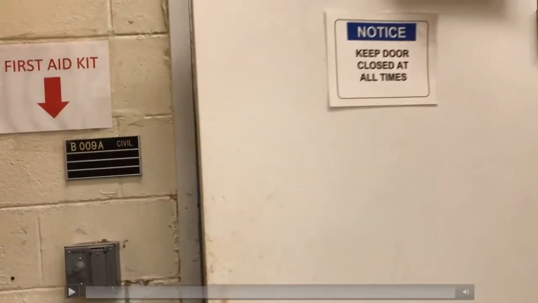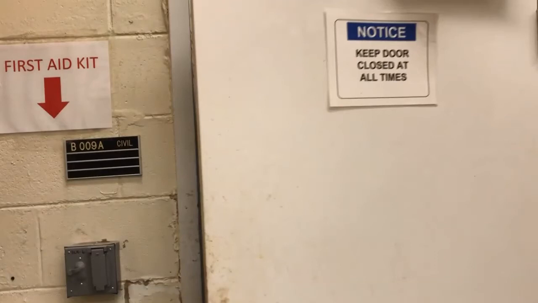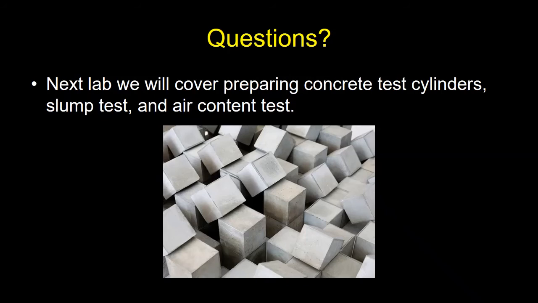So that's the whole process for making mortar cubes, mixing the mortar and making the cubes themselves. So next week we're going to cover preparing concrete test cylinders, slump test, air content test. So that's just the next step of our lab. And then 2 weeks from now we'll be doing the compression strength testing. So thank you.